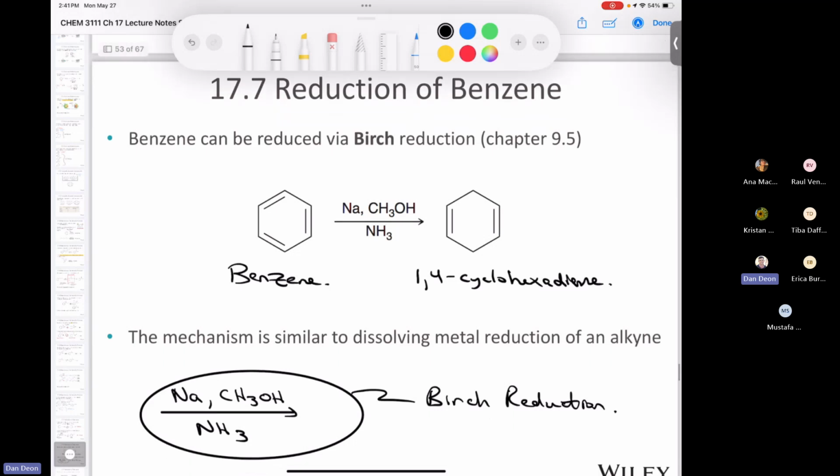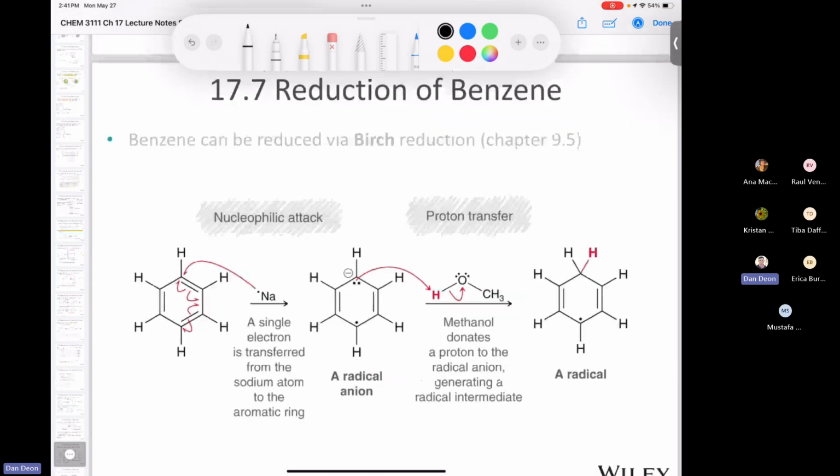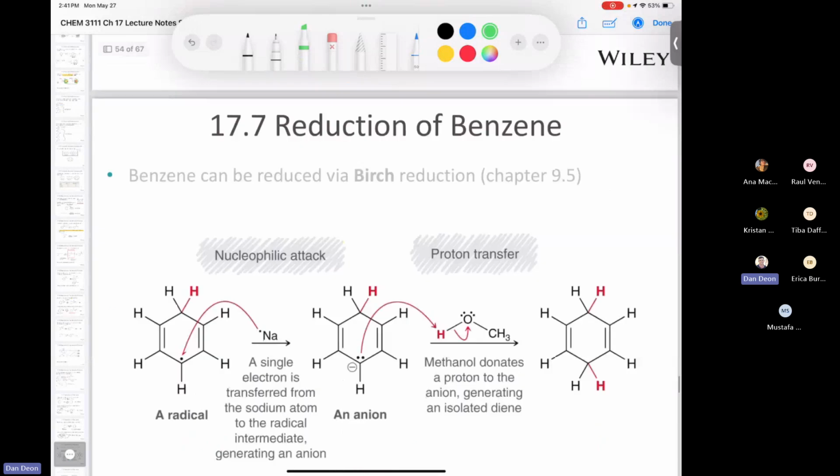You guys know that sodium has one s electron, right? So if I draw the Lewis structure of sodium, it's just this. So it has one s electron to give up. And if it gives it up, it forms what's called a radical anion. Notice that the radical anion has a radical, and then it also has an anion. I want you to remember that, because after it accepts a proton from the methanol, another atom of sodium donates another electron, and you end up with another anion. So we form an anion again.